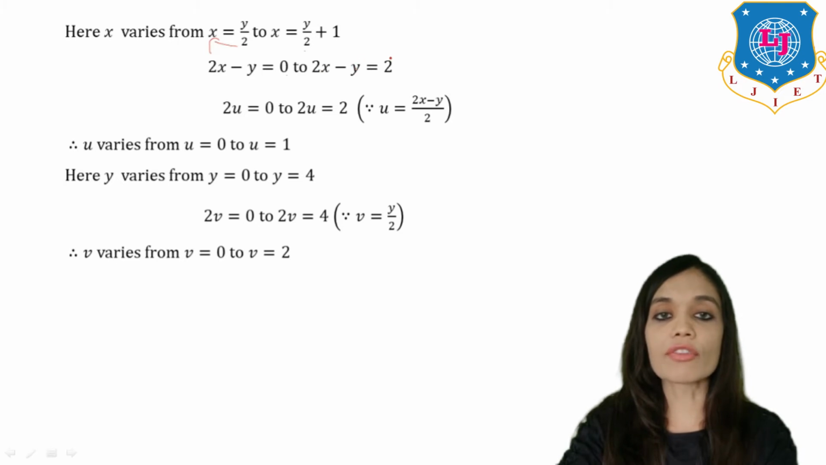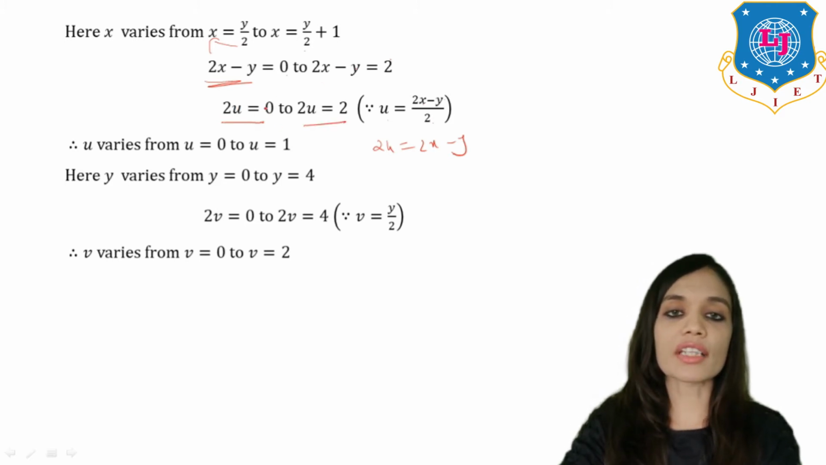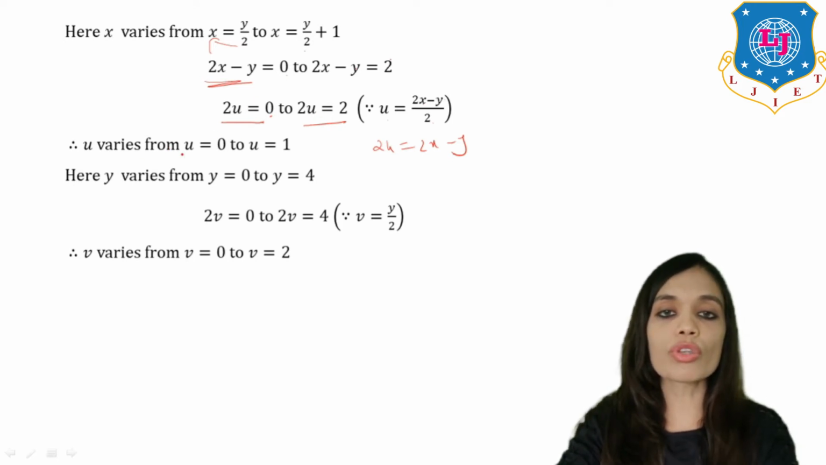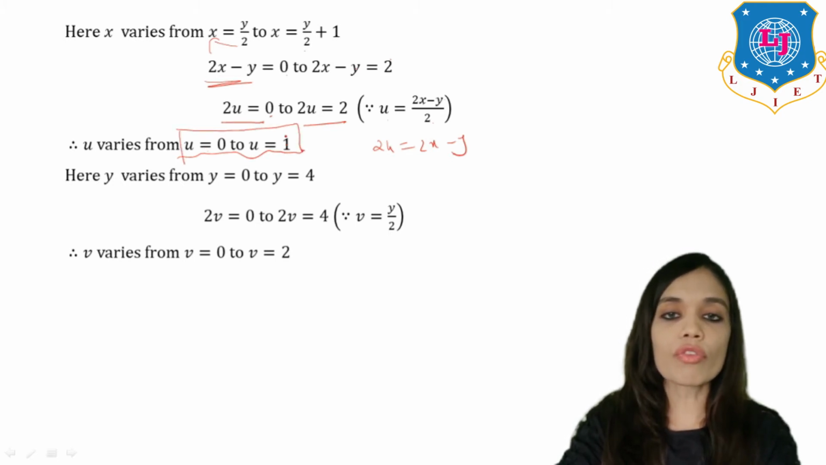2x minus y equals 2. Now we know that u is equal to (2x minus y) upon 2, right? So 2u is equal to 2x minus y. Substitute over here. So what you will get? 2u is equal to 0 and 2u is equal to 2. From this you can say that u varies from u equals 0 to u equals 1. So we have derived the limits of u, that is 0 to 1.